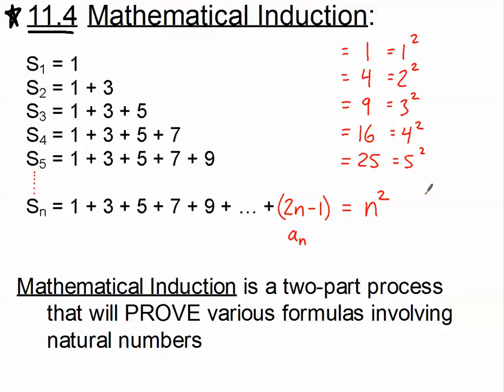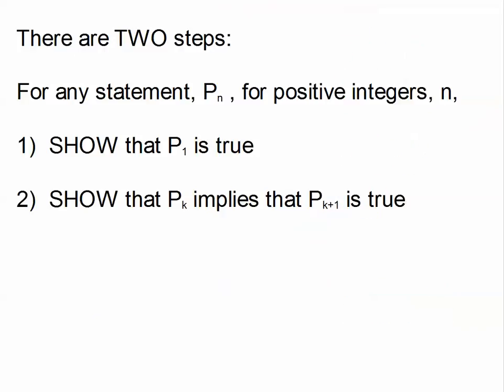So mathematical induction is a 2-part process that will prove various formulas involving natural numbers. There are 2 parts to it, and we'll come back to this one in particular. We'll prove that first. There are 2 parts to it. So we're going to be given a statement. Any statement, I'm just going to call the statement a P statement, P sub n. Today we're going to mostly be looking at sum statements, S sub n's, but it really could be any statement that uses positive integers, 1, 2, 3, 4, 5, 6, 7, 8, 9. Those are the natural numbers.